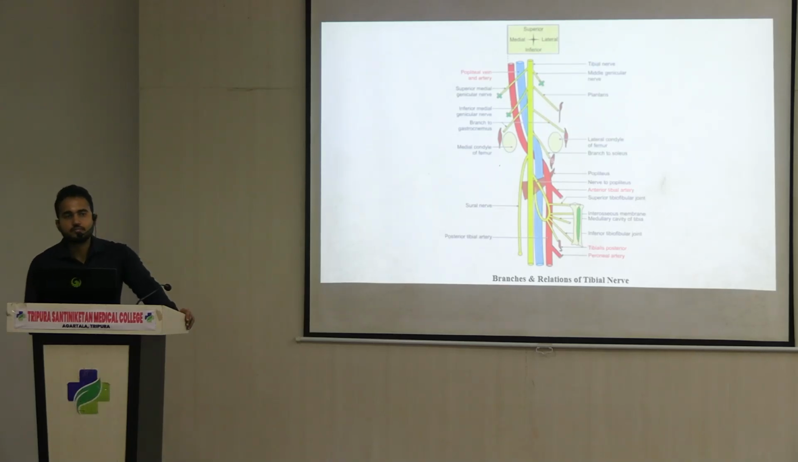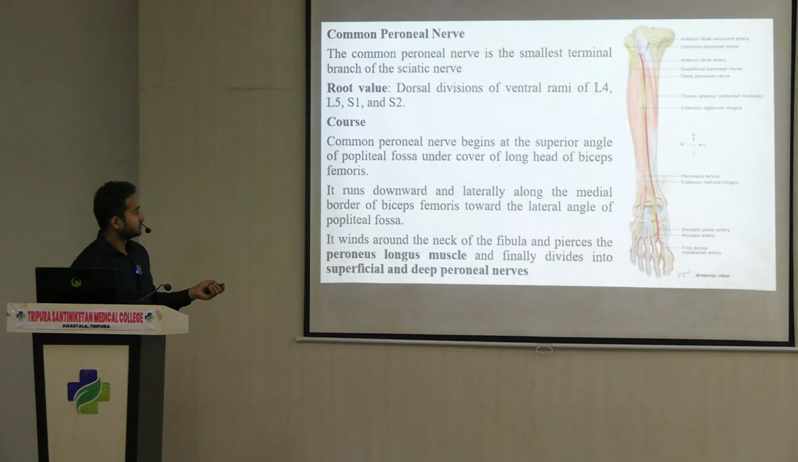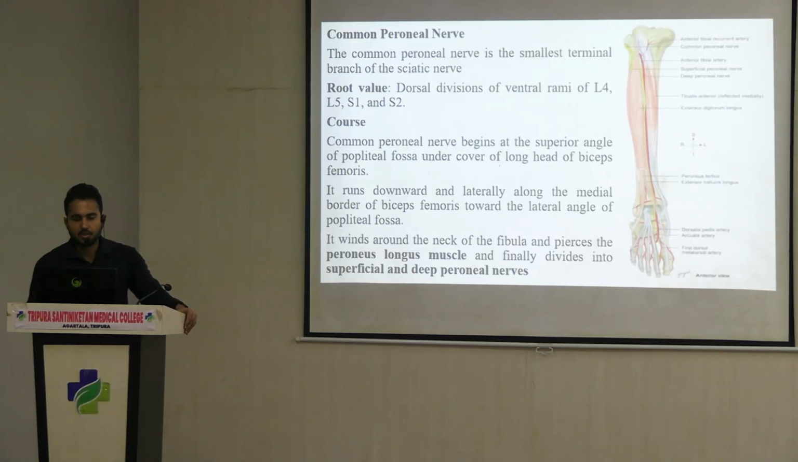So this is the tibial nerve. Now after that, which one? Common peroneal nerve. Now here you can see the common peroneal nerve. It is the smallest terminal branch of the sciatic nerve. What is the root value? It is the ventral rami of L4, L5, S1 and S2. Now here in the diagram you can see the course.